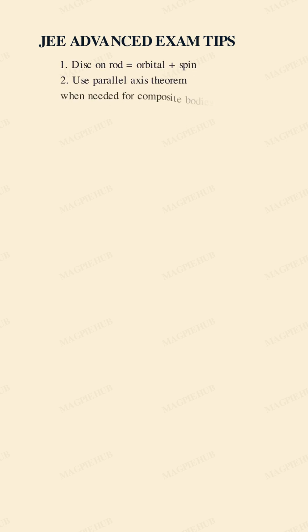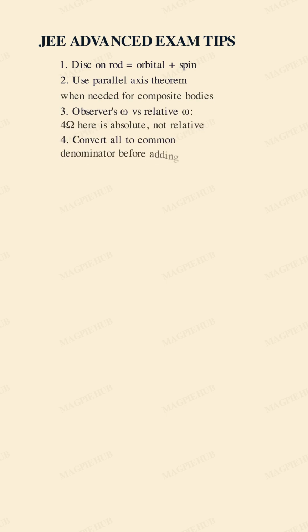Exam tips for JEE Advanced. Tip 1. When a disk is mounted on a rotating rod, always separate the angular momentum into orbital and spin components. Tip 2. The angular velocity given, 4 omega, is the absolute angular velocity of the disk as seen by the stationary observer, not relative to the rod.